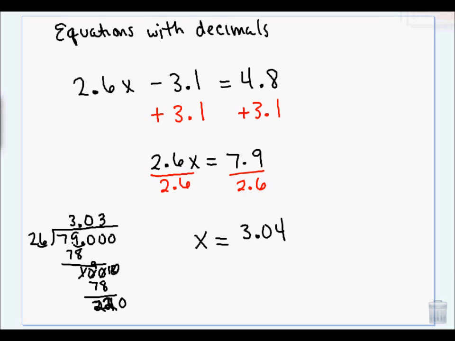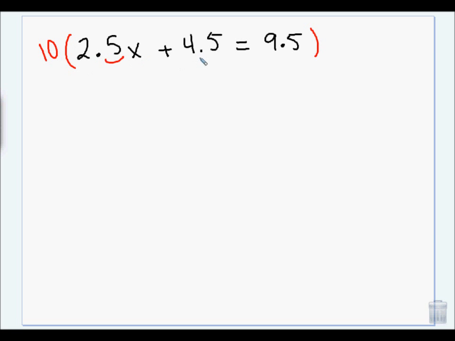Okay, well, we can also solve it by getting rid of all the decimals. So I'm going to multiply everything by 10. And that's going to move each decimal place over 1, right? So I have 25x plus 45 is equal to 95. And then I can solve it from there, and I don't have to deal with any decimals.